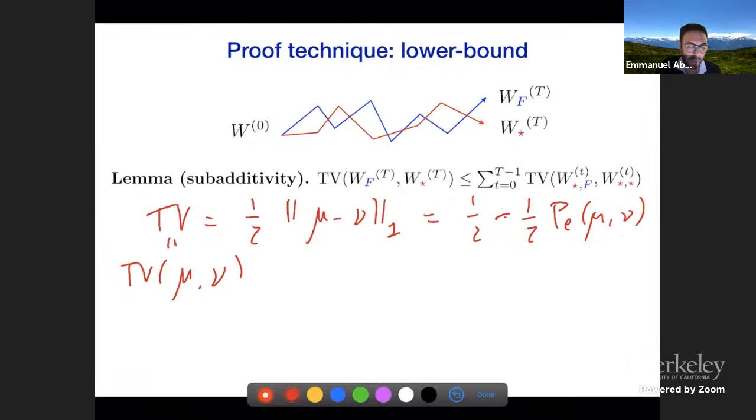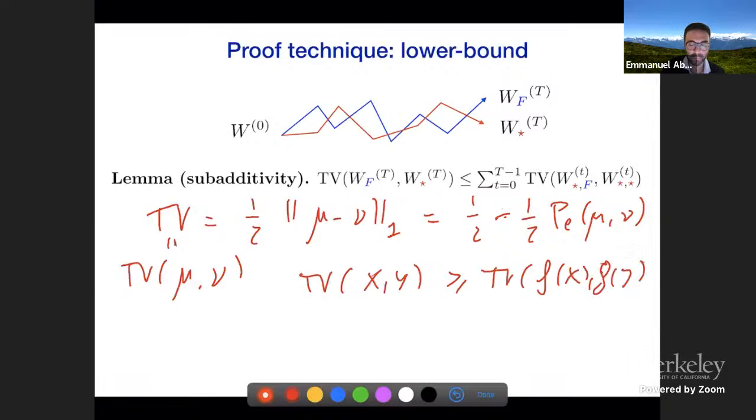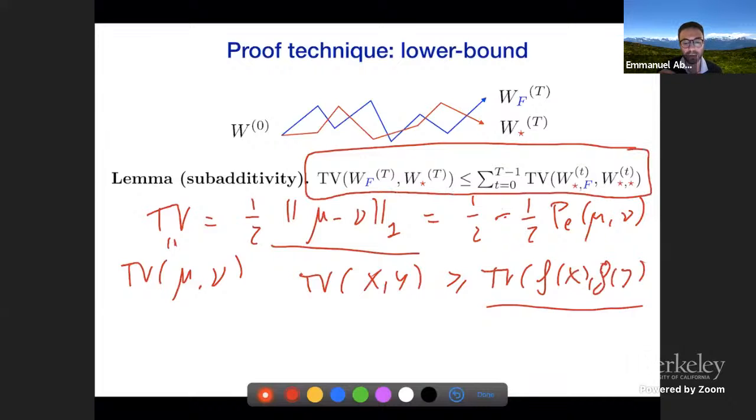And in particular, this implies that there is a data processing inequality of the TV, which is that if you look at the TV between two variables, it's always greater than the TV between a function of them and the same function of the other variable. Okay, so this is what you use: the triangular inequality using this definition, and the data processing inequality allows you to show that you have this subadditivity of TV over the time steps when you run gradient descent, which is an important property.